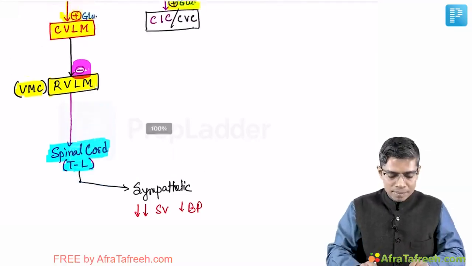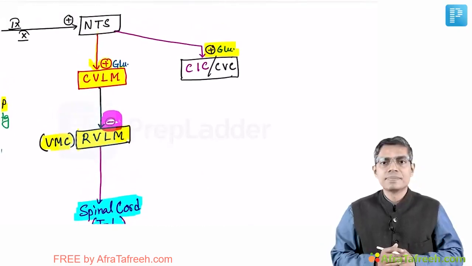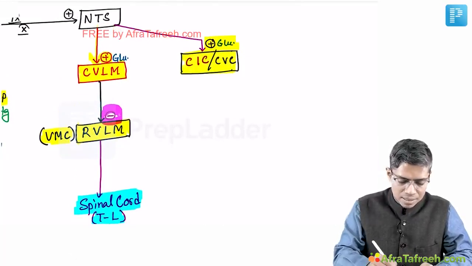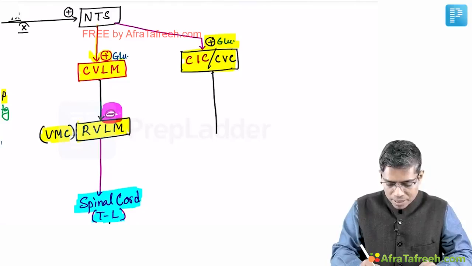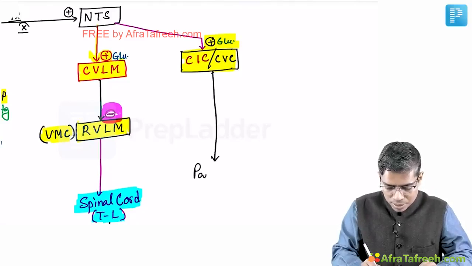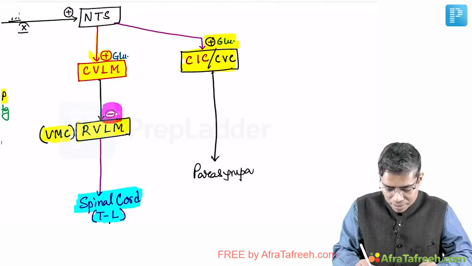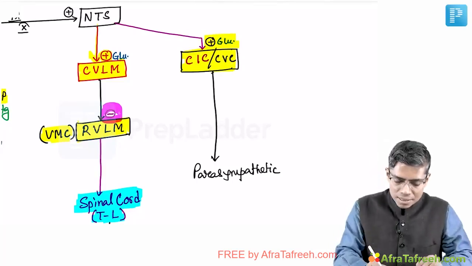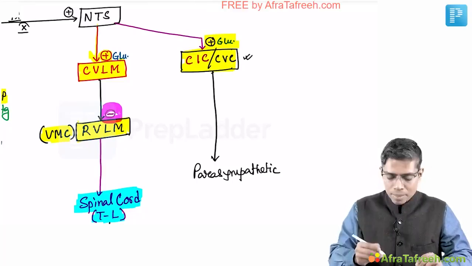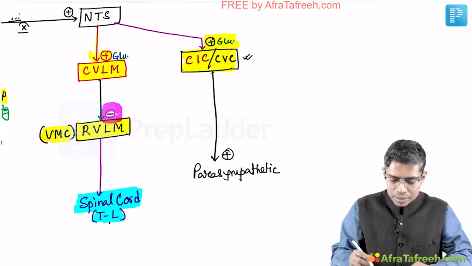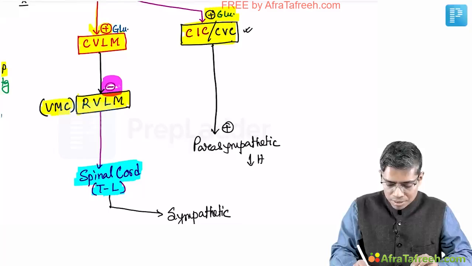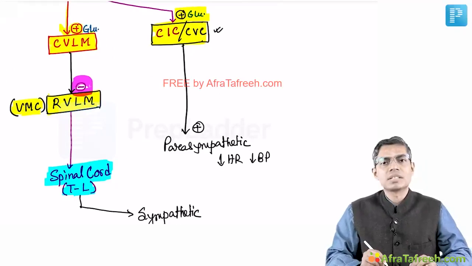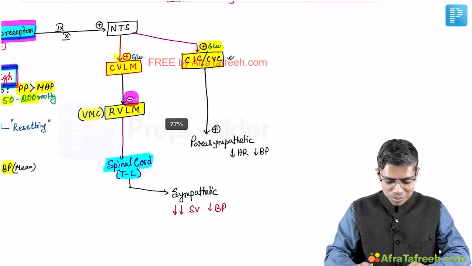Getting my point? Same way, if you look at this center, other center, the CIC, or cardiovagal center, this is the center from where the parasympathetic system originates. So this is parasympathetic system, right? So whenever your NTS is active, your CIC, that is this parasympathetic system, will be activated. Parasympathetic system activated means what will happen? It will reduce the heart rate of the person also, and that heart rate will also contribute to the reduction in blood pressure. Getting my point?